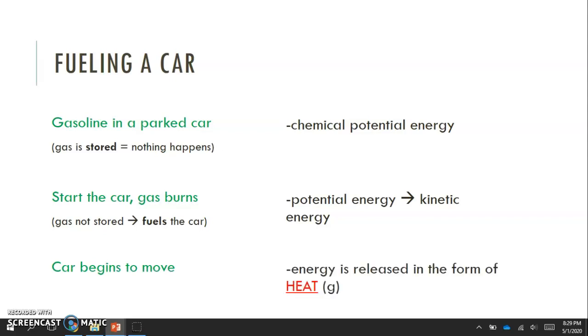As the car begins to move, energy is going to be released from the system in the form of heat. Thermal energy is still a type of energy. We're going from potential to kinetic, and we're losing some of that energy in the form of heat. So it's not disappearing from the universe. It still exists. It just exists in a different form.